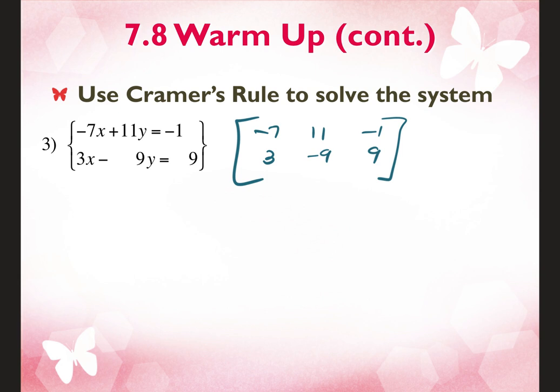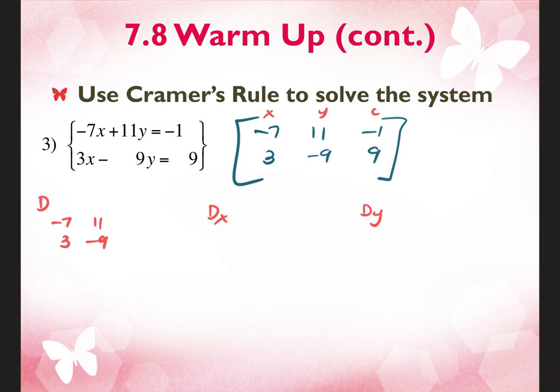Now I have to find 3 determinants. Just D, which is your x's and your y's. D of x, which is your constants and your y's. D of y, which is your x's and your constants. So here's my x, here's my y, here's my constants. D is x and y. -7, 3, 11, and -9. I'm going to go back and finish that in a second.